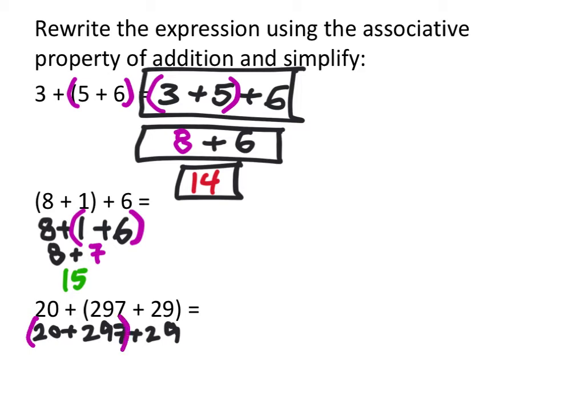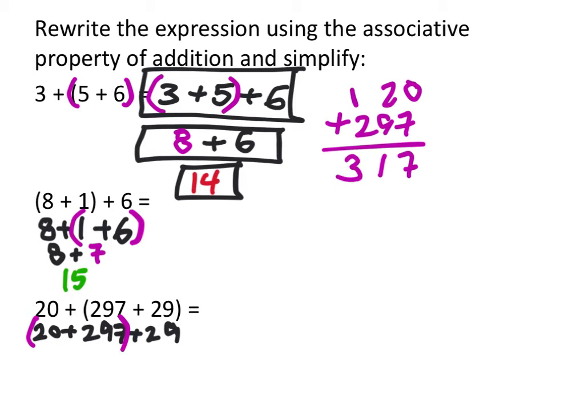So again, that's the first box. I combine the 20 with the 297. Let's just show the work on that. Plus 297. 0 plus 7 is 7. 2 plus 9 is 11. Carry the 1. 1 plus 2 is 3. 317. So that result is 317, but I still need to show the plus 29.